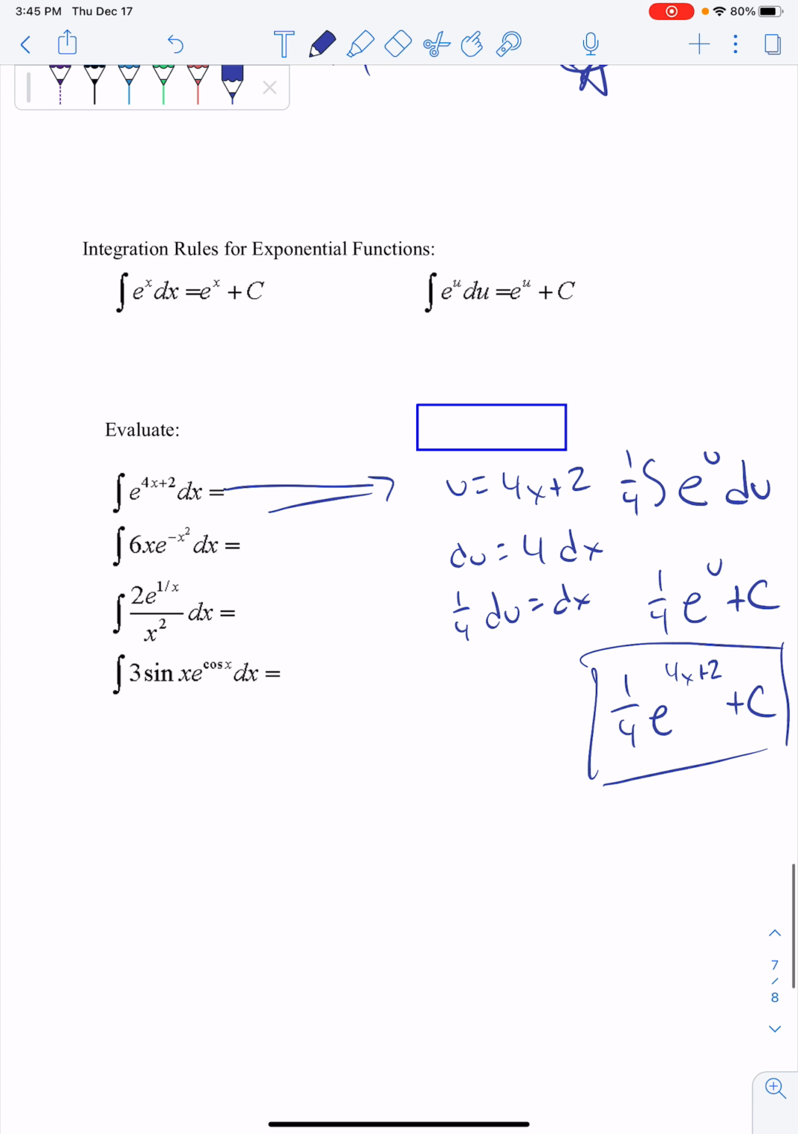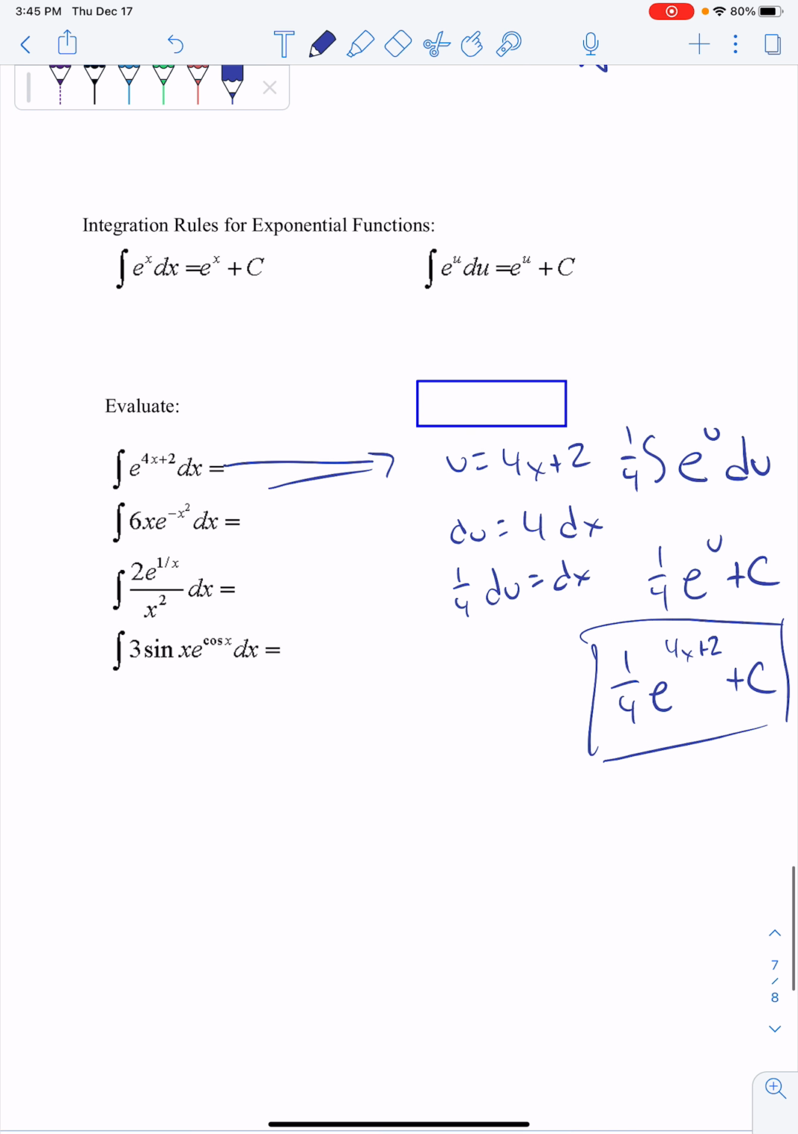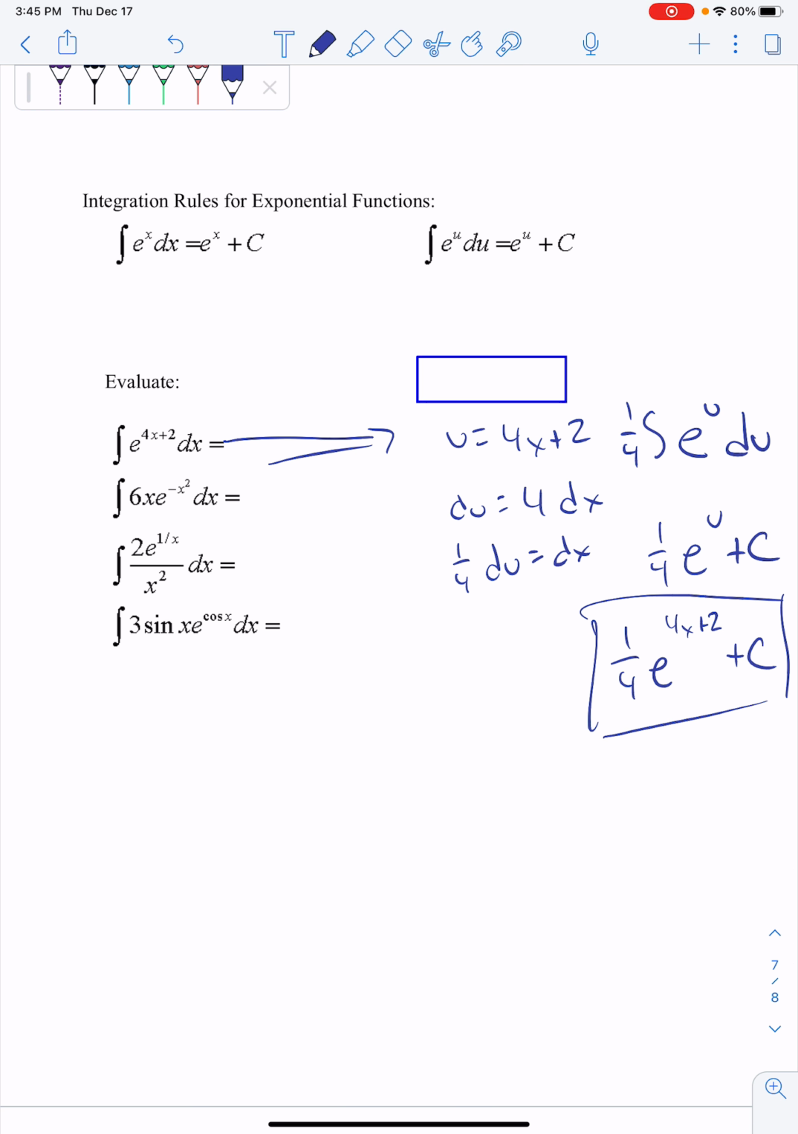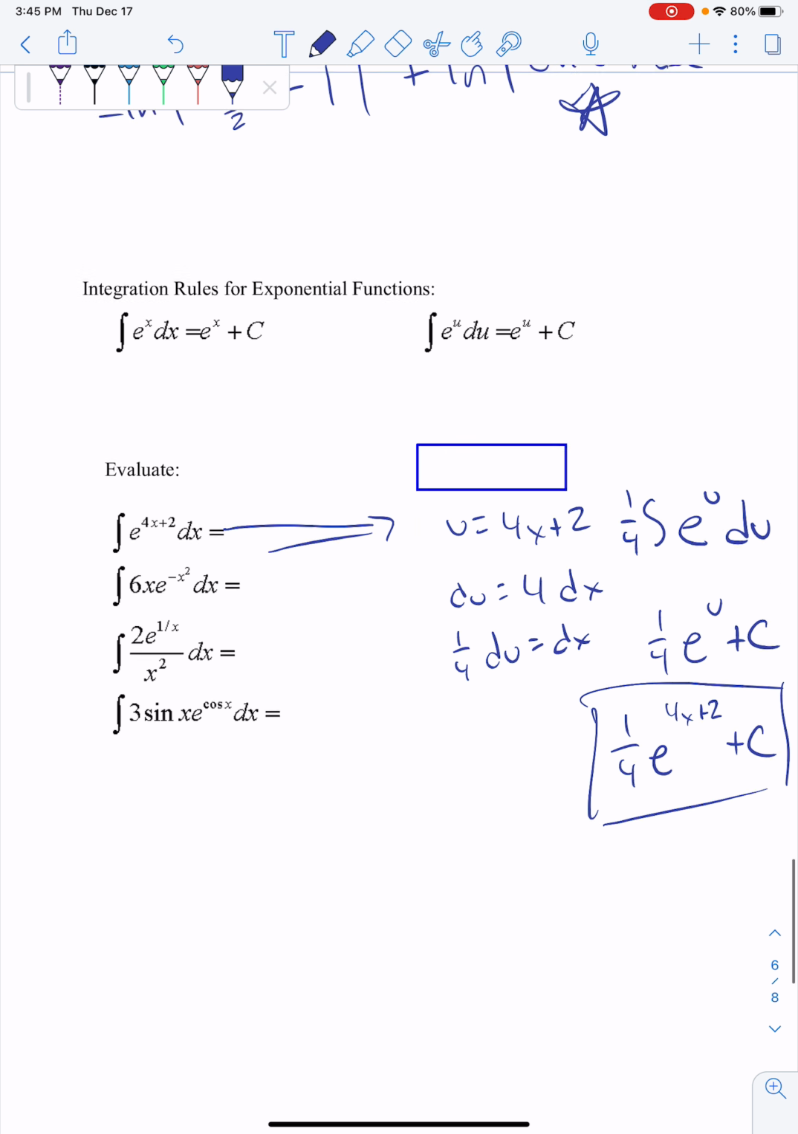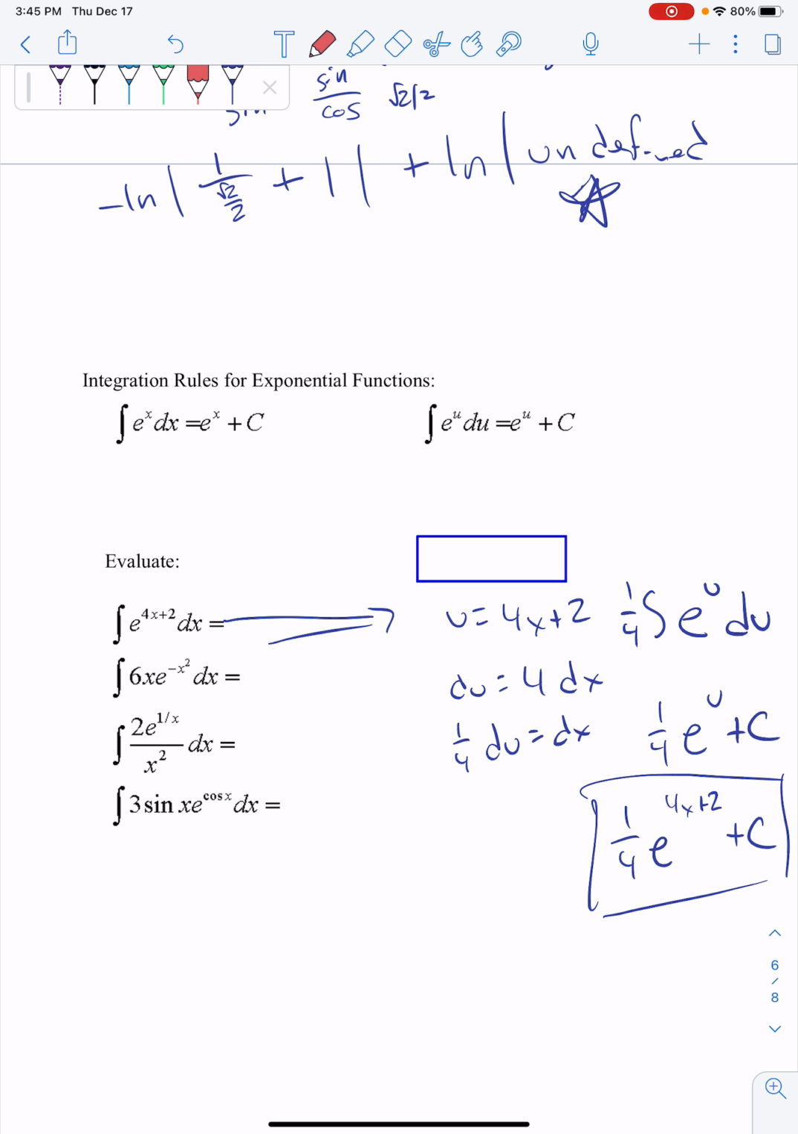Now to find, let's see. This one should be a relatively small one. So we're going to do this one in red, and we're going to bring it right up here. So I've got 6x e to the negative x squared, which looks a little bit scary to start with, but let u equal negative x squared. Okay, well that means that du is going to equal negative 2x dx.